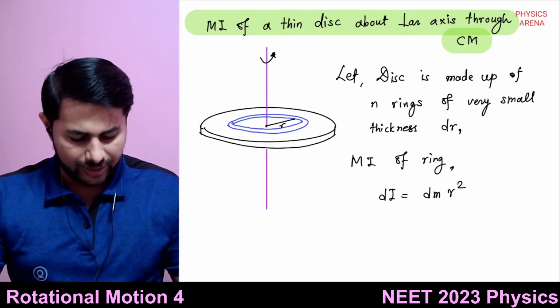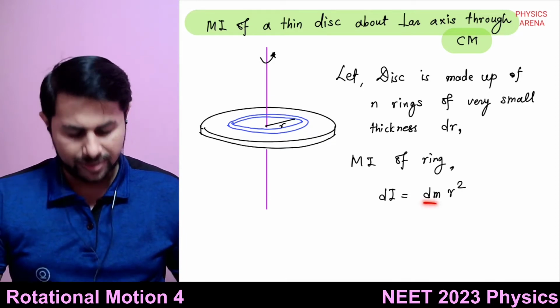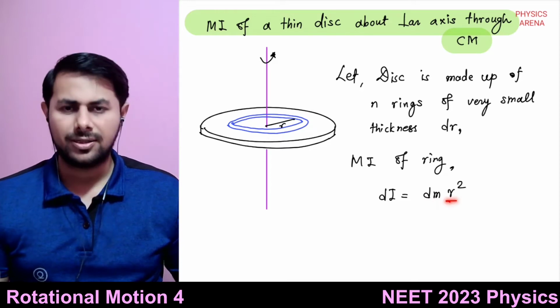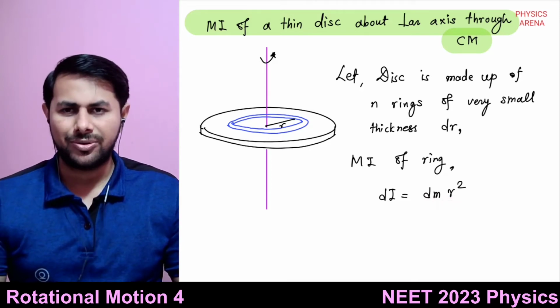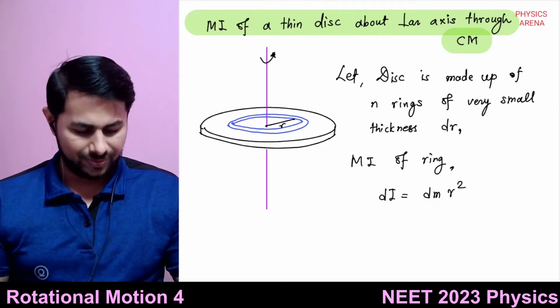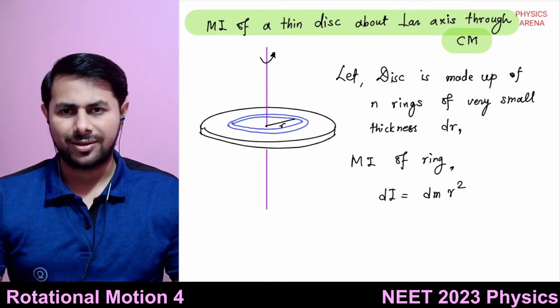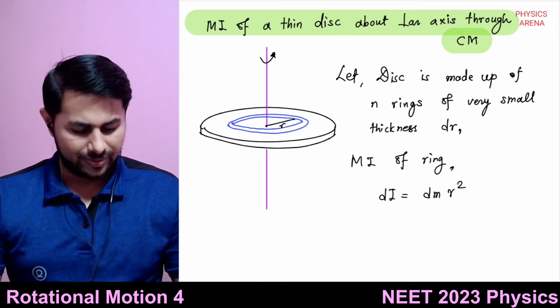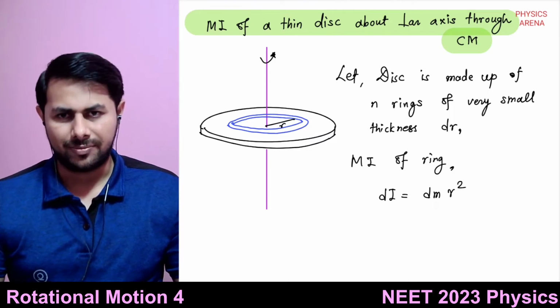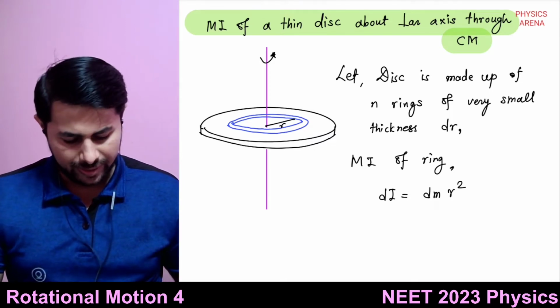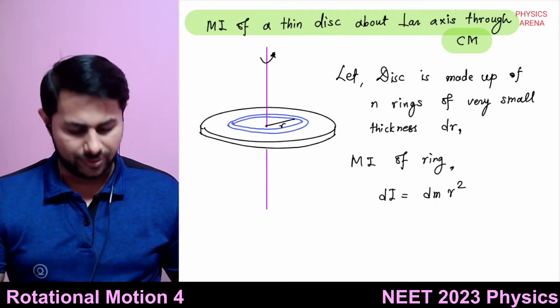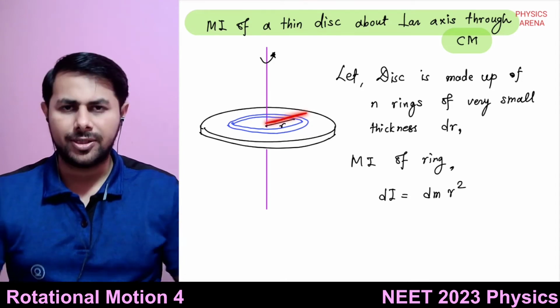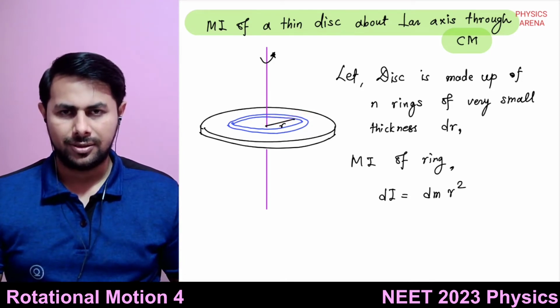So now once again, we have got two variables. One is dm, one is r. So what do we have to do? We have to convert dm in terms of r, or r in terms of dm, whichever way. And then we can integrate it over the dimensions of this disk.